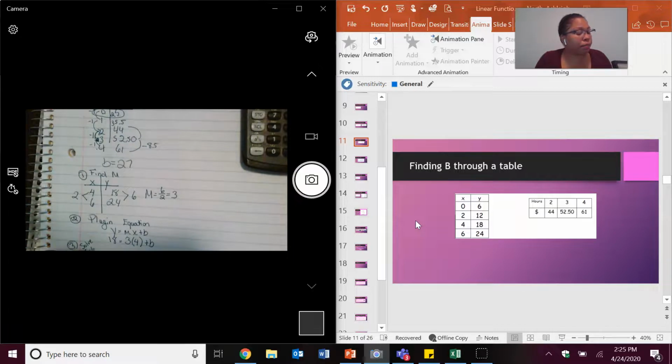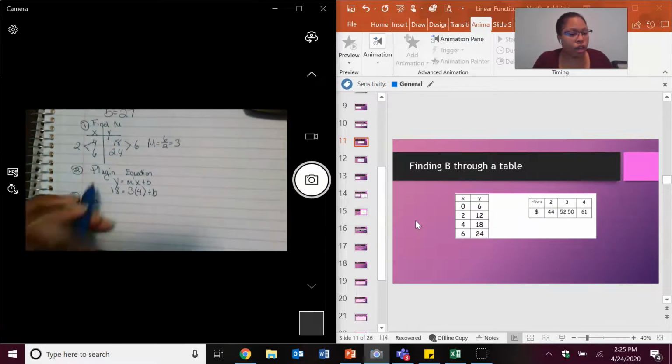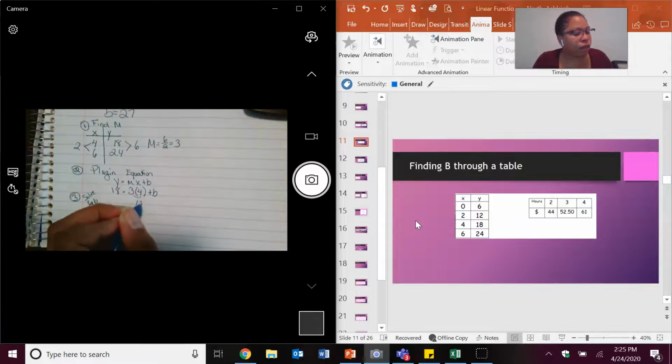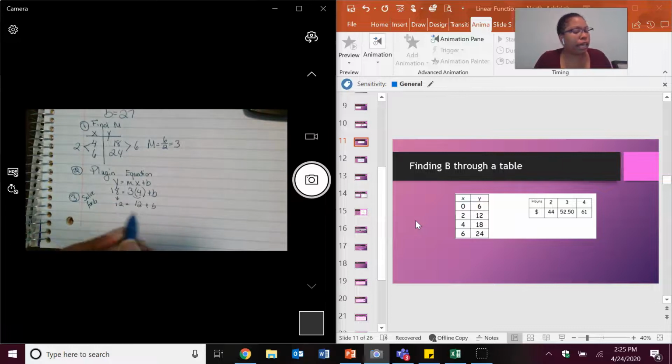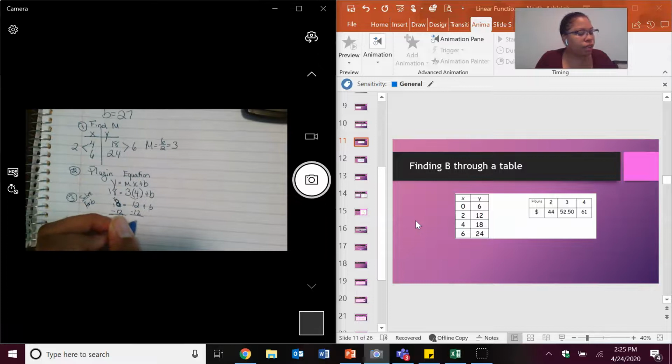Solve for b. So again, all the operations, I'm going to multiply 3 times 4, that gives me 12. Drop down everything. My next step will be to isolate b. So that's minus 12 on both sides. 12 minus 12 is 0. Bring down my b. Bring down 18 minus 12, which is 6. So therefore, b equals 6.